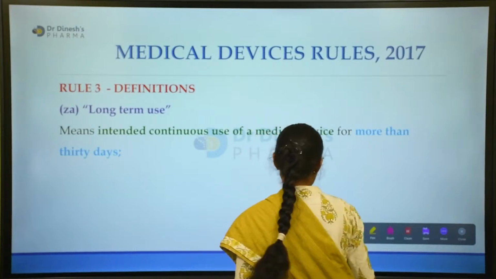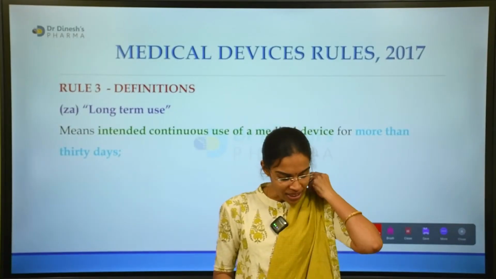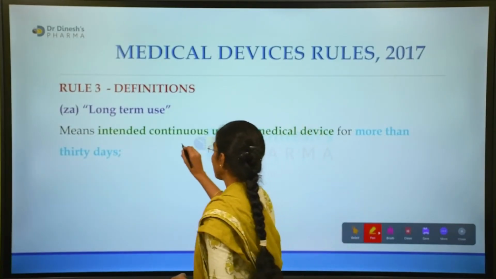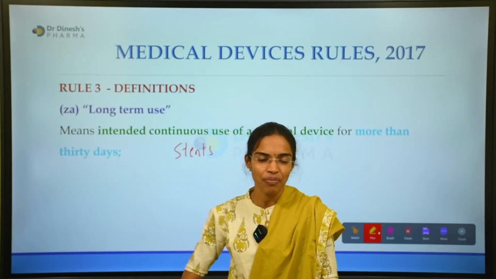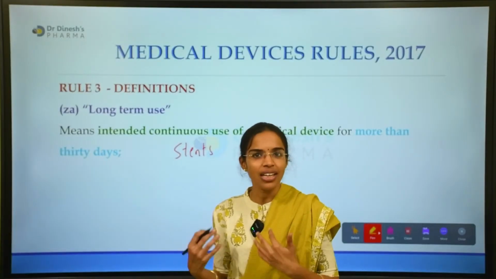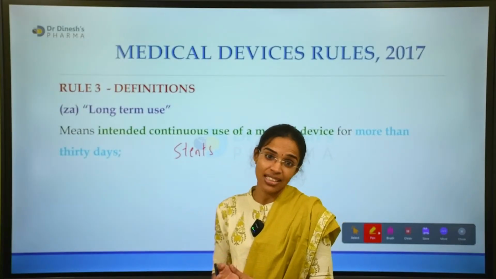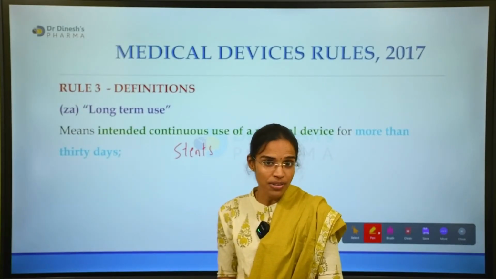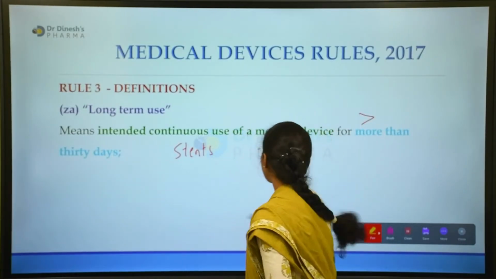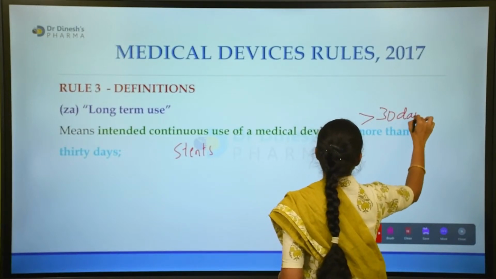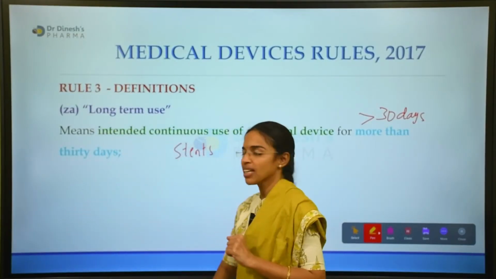So what can be examples of long-term use medical devices? Yes, stents. Of course, the stents. These stents are not removed later. Once they are administered, they are not usually removed, and they can be used for a longer period of time, sometimes permanently inserted. Any device which is used for more than 30 days is considered a long-term use medical device.